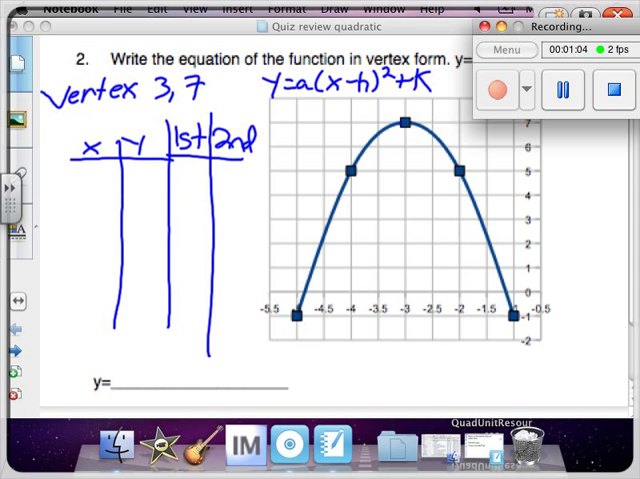So what I'm going to do from this point is, see these points right here? I've got 5 points. I'm just going to list them in my table. I'm just listing these points. So this first one, I've got -5, -1. Then I have -4, 5. Everybody needs to write this down. Then I've got -3, 7. Yeah, -3, 7. I've got -2, 5. And I've got -1, -1.